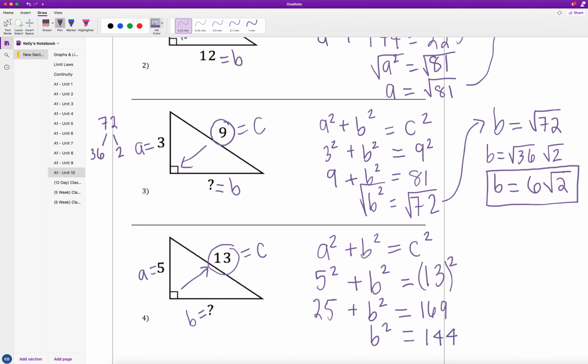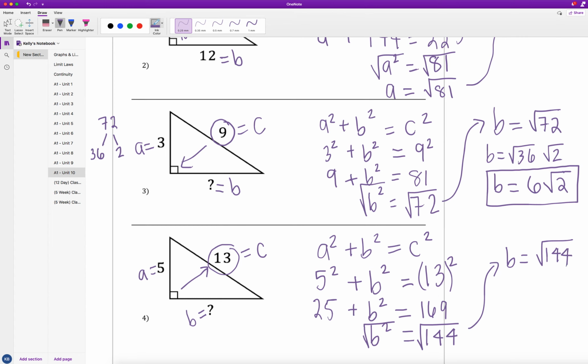Then to isolate and get b by itself, because remember our goal is to solve for the length of the side, not the square of that number, I have to square root it so that the square and the square root cancel. So I also have to do that to the other side. We're just looking for the positive answer since this is representing a side length. So we end up with b equals the square root of 144.